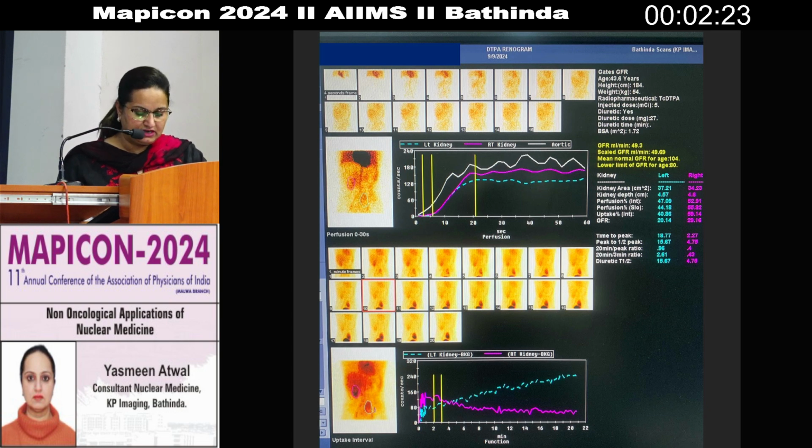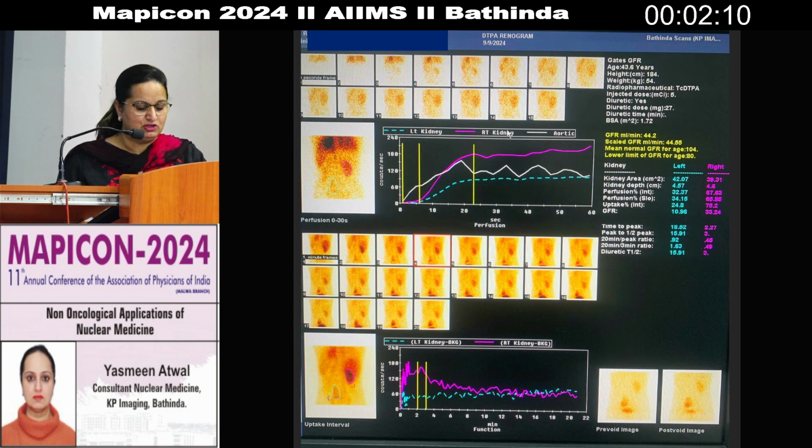And we see the obstructive pattern of it. Since it is anterior imaging, left is showing obstructive pattern, the graph is going up. But since it is ectopic and it is more anteriorly located, in this we do anterior imaging also. This is for the same patient.